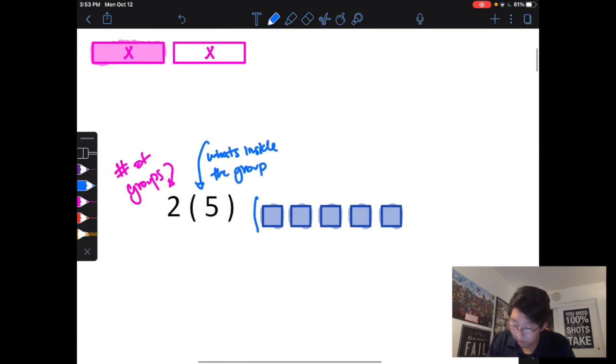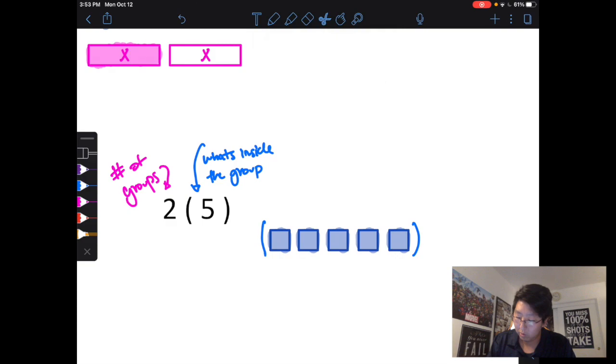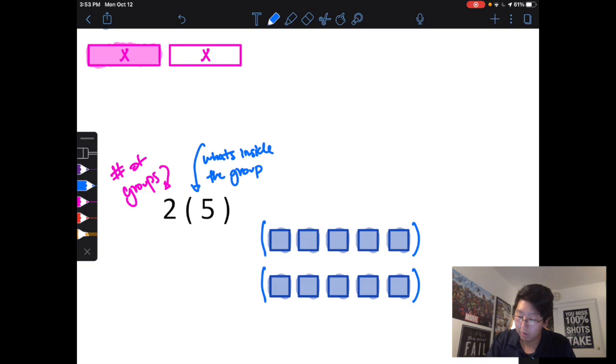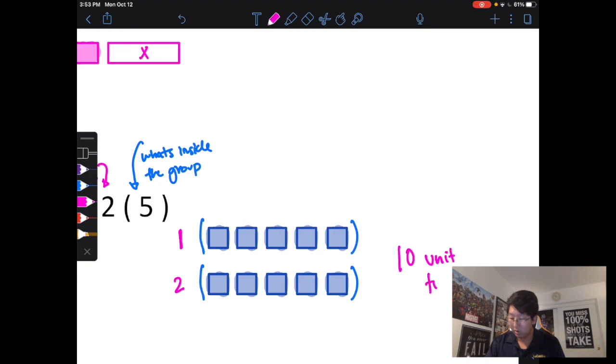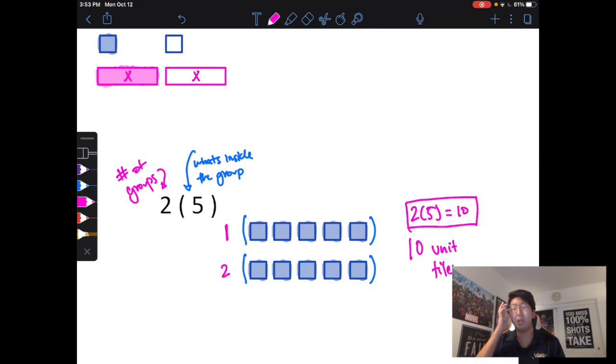This is what's inside the groups. But how many groups are there? Right here, it's 2 times 5, so 2 groups of 5. I'm going to duplicate this whole entire thing. It's saying I have 1 group right here and 2 groups right here. So 2 groups of 5 means 2 times 5, which gets us a total of 10 unit tiles. Hopefully you're able to say 2 times 5 equals 10. Okay, so that's the basics.